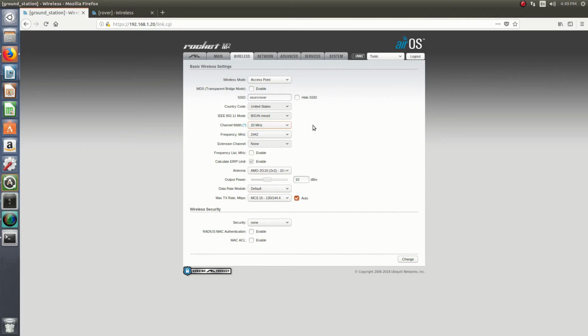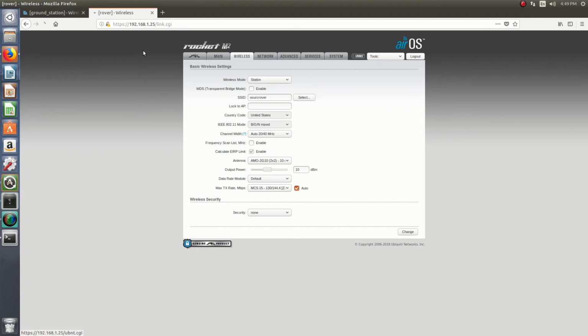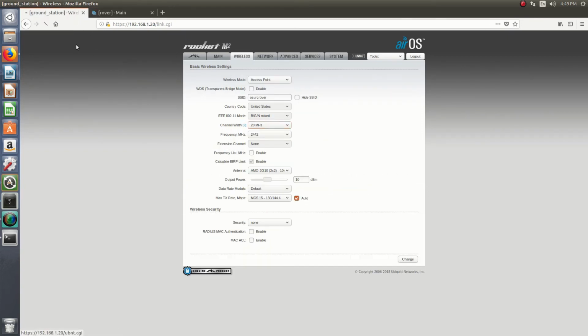Currently it's set to 20 megahertz for channel width. I've tested it at 40, and that produced a range that was slightly lower than would be desired. Down at 10, you couldn't quite get the throughput to do multiple video streams and control smoothly.